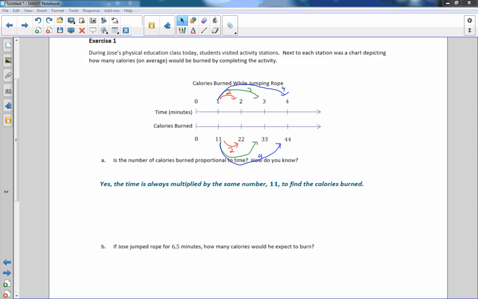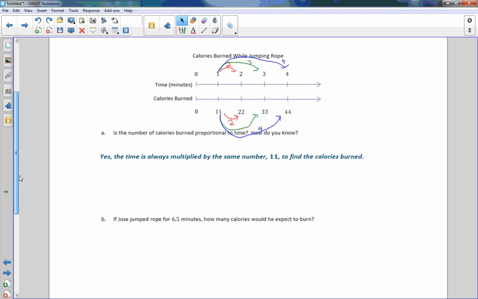Okay, B, if Jose jumped rope for 6.5 minutes, how many calories would he expect to burn? So since we have already determined that this is proportional, by that last problem, is the number proportional? Yes. So since it is proportional, this is our key value. No matter how many minutes, if we know that we burn 11 calories per minute, then I can multiply. Per means to multiply. So that means 6.5 times 11, which equals 71.5 calories.